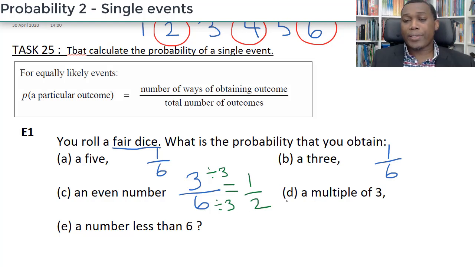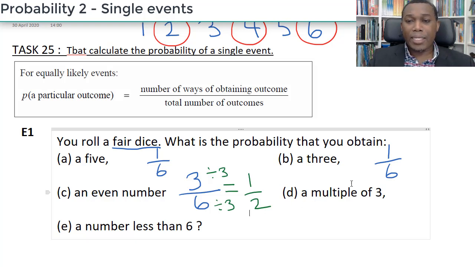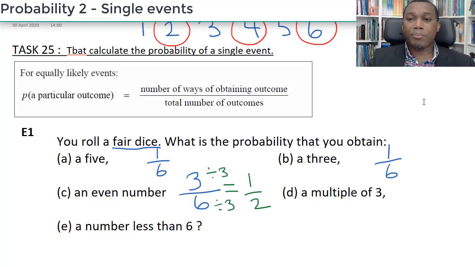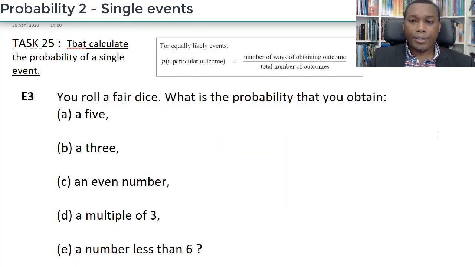The next question, part D. Let's go to a different slide. For part D, you have your answers for A, B, and C. I'll use this slide, and let's put those numbers again. When I roll a fair dice, what are the numbers I can get? I can get a 1, 2, 3, 4, a 5, or a 6. And we're looking at part D, and we want a multiple of 3.